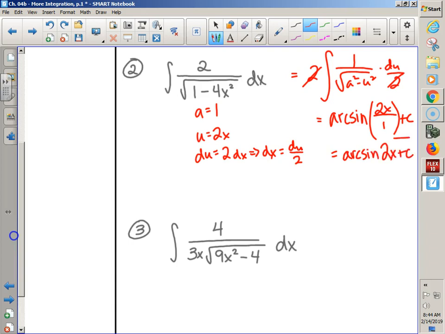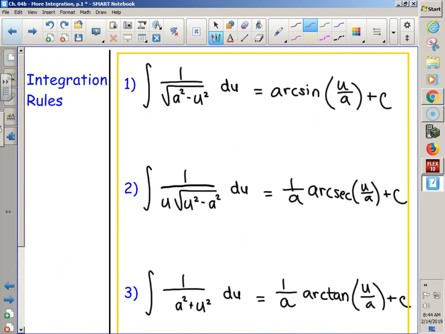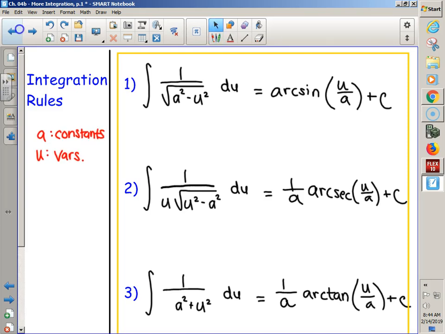Thomas, what's up, bud? Except, what's different with arcsecant? Well, the problem is, when you guys are looking at the forever cards, it's a great question. You have to realize that for all of these, a's have to be constant terms, and u's have to be variables. Does that make sense? You're welcome. A's have to be constants and u's need to be variable expressions.